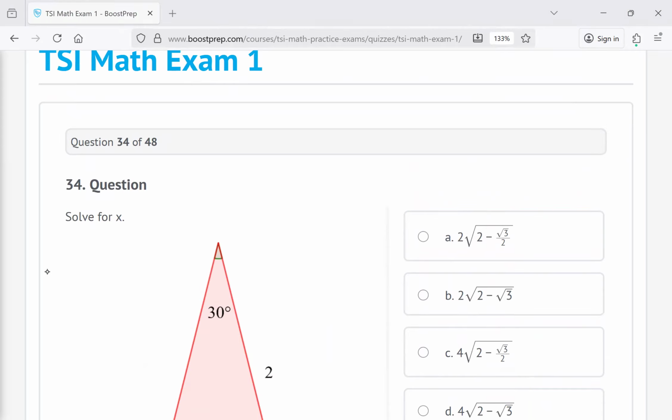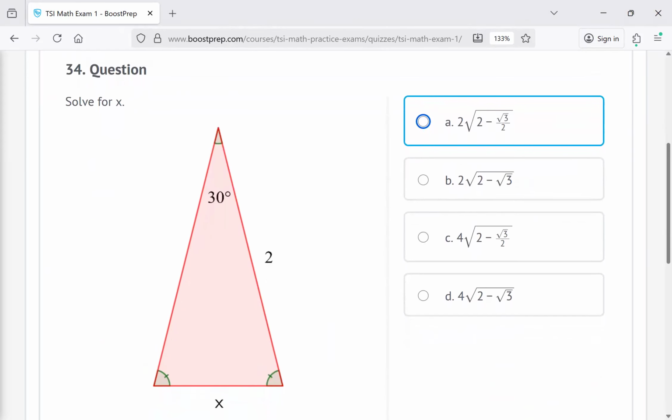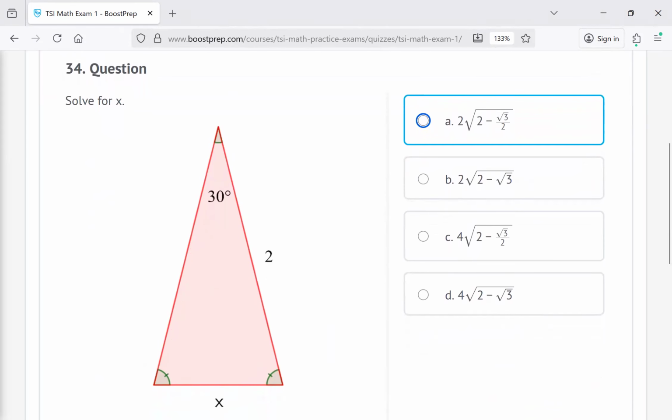Okay, this one. 34 says solve for x. So here we have this isosceles triangle. We have an angle that's 30, and we have a leg of 2. Because this is isosceles, if this is 2, this also has to be 2, because this angle is facing this angle and this angle is facing this side. They're the same.